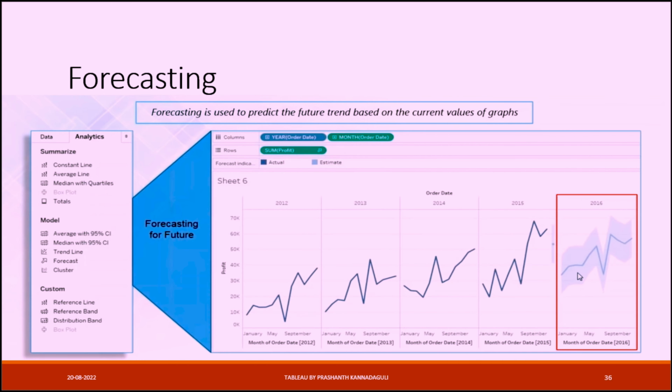All right. Then there is another function that is called forecasting. This is used to predict the trend, right? What is going to happen in future? Let us assume that you have the data corresponding to the years 2012, 13, 14, and 15. Now you ask Tableau to predict what will happen in 2016.